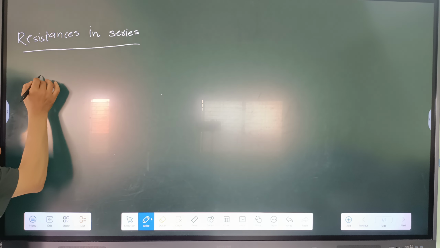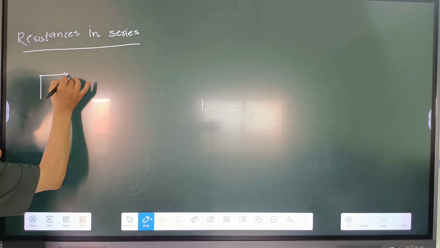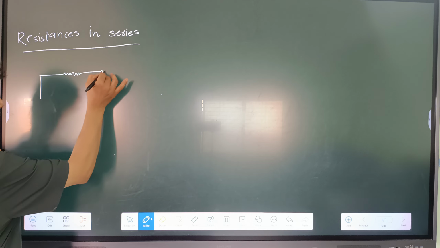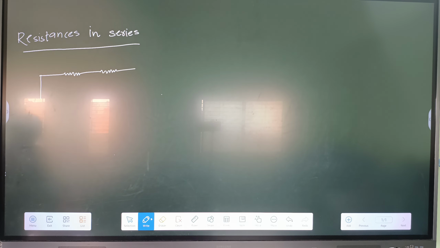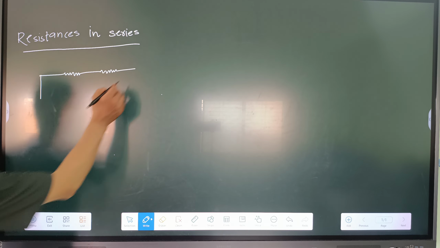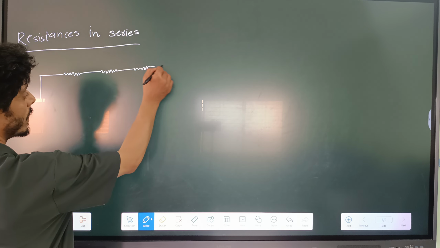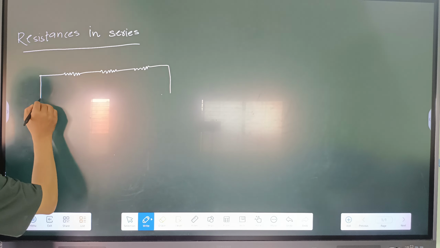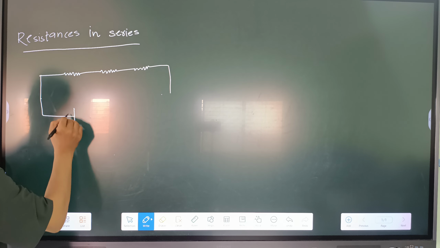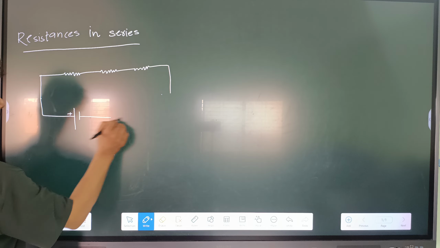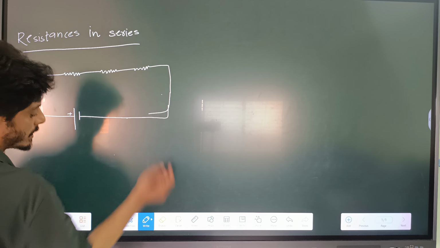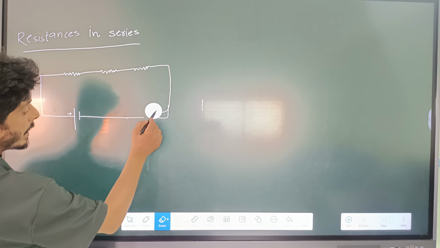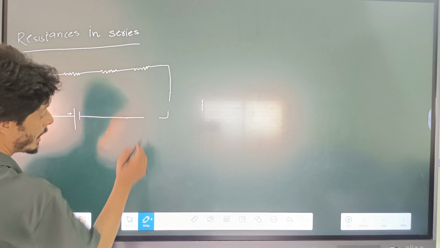For example, if we have a circuit here, so this is one resistance, okay dear. Here is another resistance, then we have another resistance. So the resistances are connected in series, and there is a battery connected, plus and minus. The resistances are connected end to end, okay.